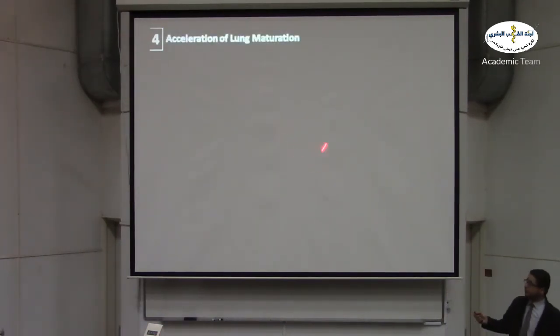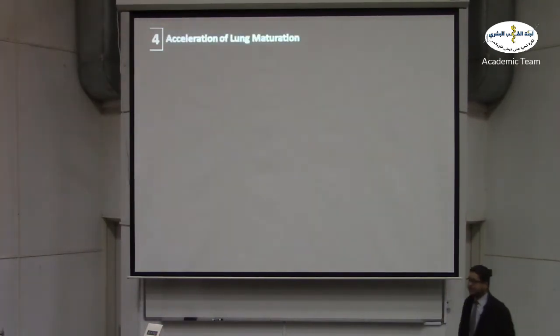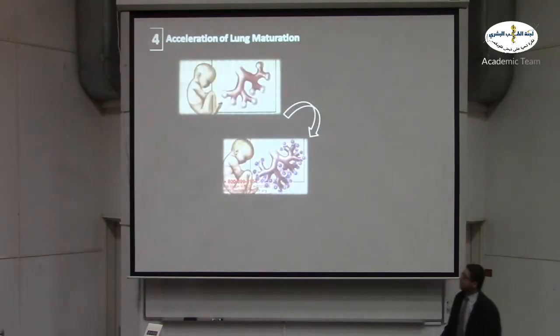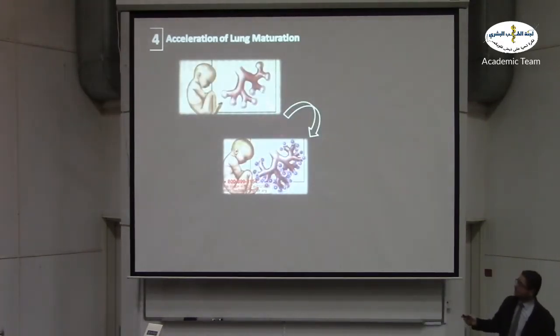Okay? Then the fourth thing, which is important, currently important in pediatrics, is the acceleration of lung maturation. We know that the fetal lung has to be developed from this shape into this shape. And this happens very late during pregnancy, after week 32, until we get what we call alveolarization of the lung, maturation of the lung of the fetus.